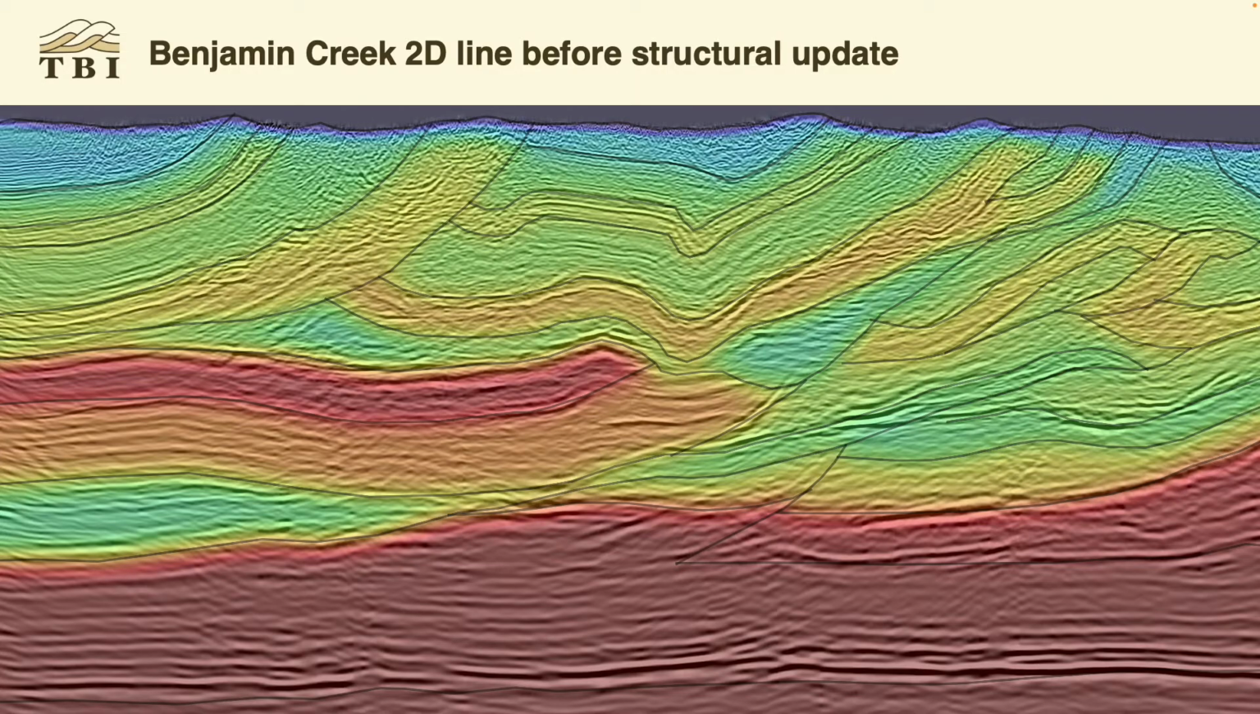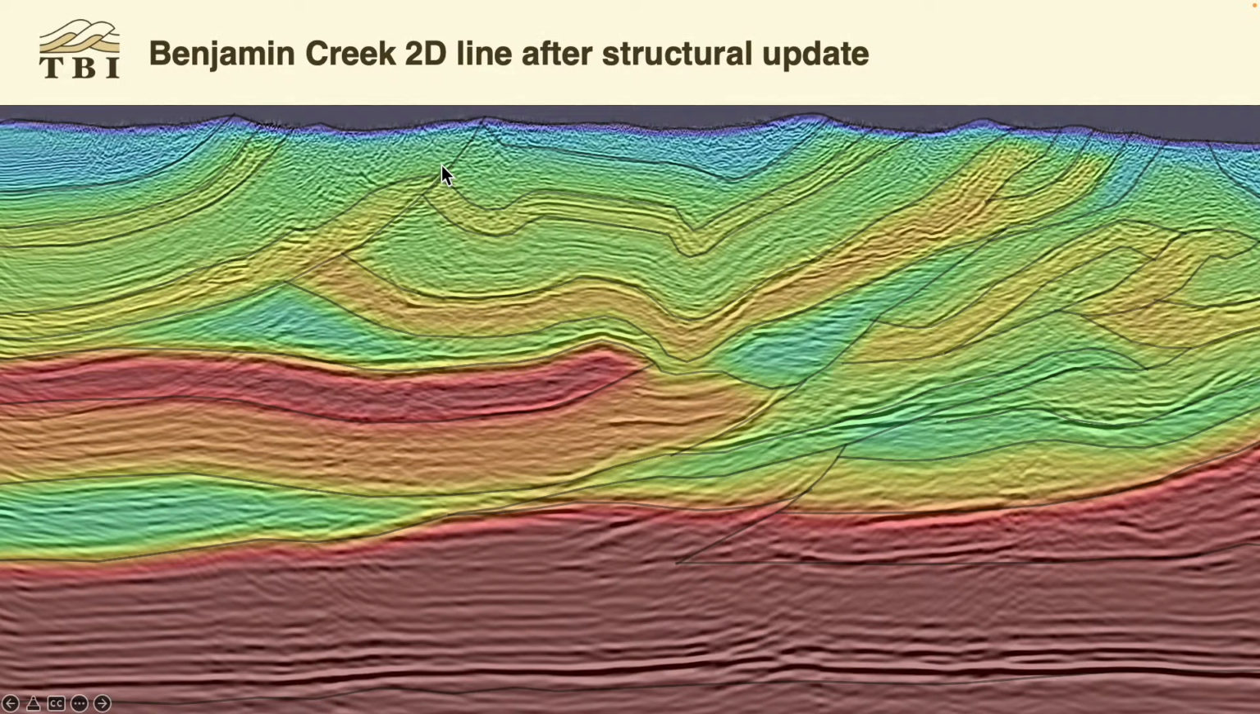We've got a structure at the Benjamin Creek 2D line. This fault is coming up to the surface here on the left. And this layer is quite thick in here, and the imaging has some problems below. Now, looking at the surface geology map, this rock unit doesn't come to surface here. So if we move the fault over to the left and the top of the horizon to the right and have it truncate against the fault, then we can update our velocity model this way, and it also improves the coherency of the seismic image.